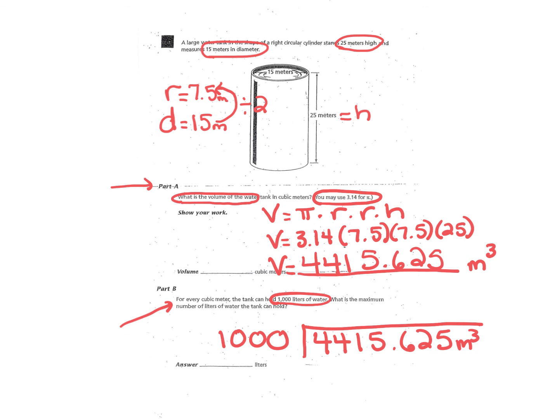When you're ready, grab the answer key and check each page of your packet and return the answer key when you're done. This concludes the video on volume.